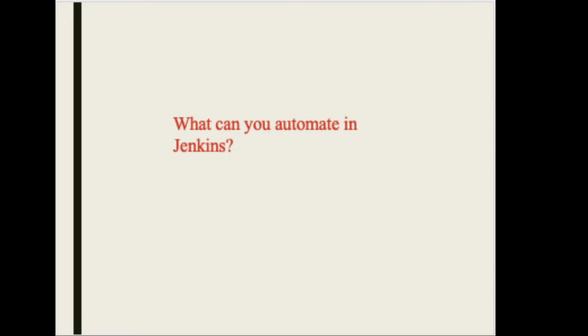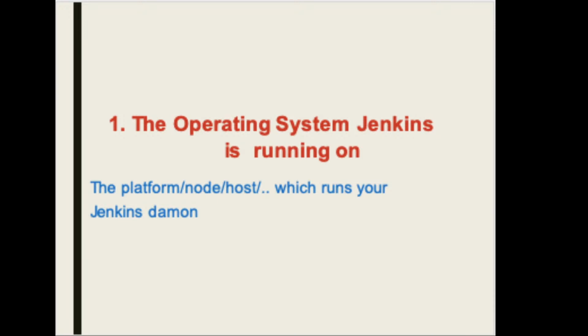The next question is, when you look at automation, what are the various things that are possible to be automated? There are six to seven things that you can automate in Jenkins. The first one is the operating system. The operating system Jenkins is running on could be automated.